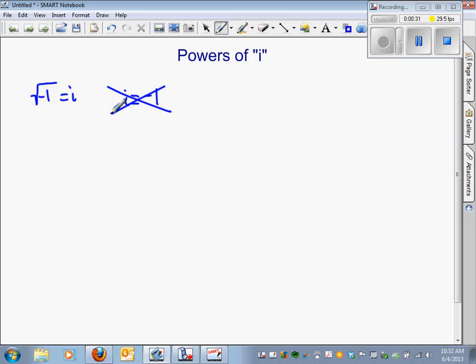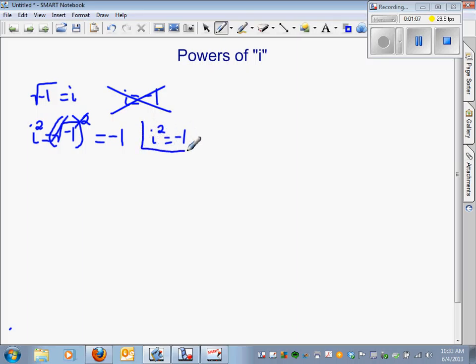Now, when we look at powers of I, let's start off with I squared. We know that I is the square root of -1, and we want to square that. Based on previous work with radicals and with exponents, when we take something that we're looking for the square root of, and we square it, those two operations are inverses, and they simply undo each other. So we are left with the radicand itself, which is -1.